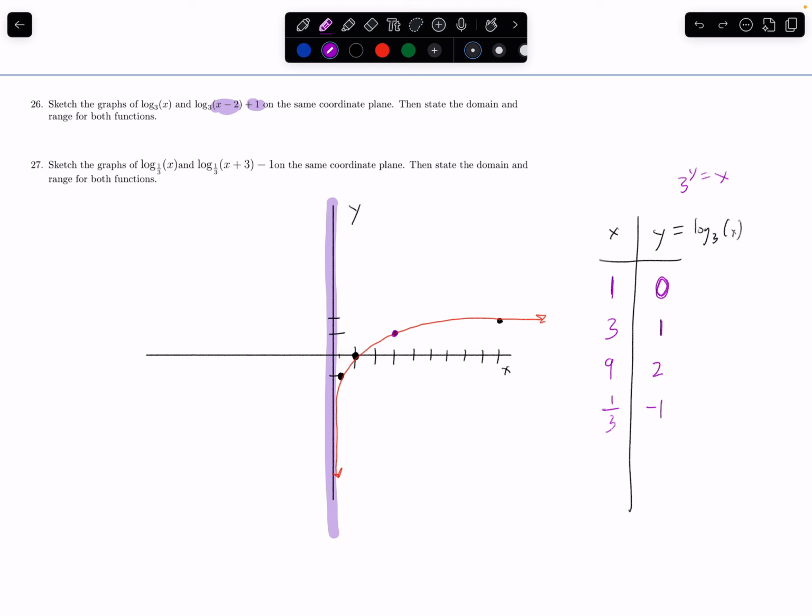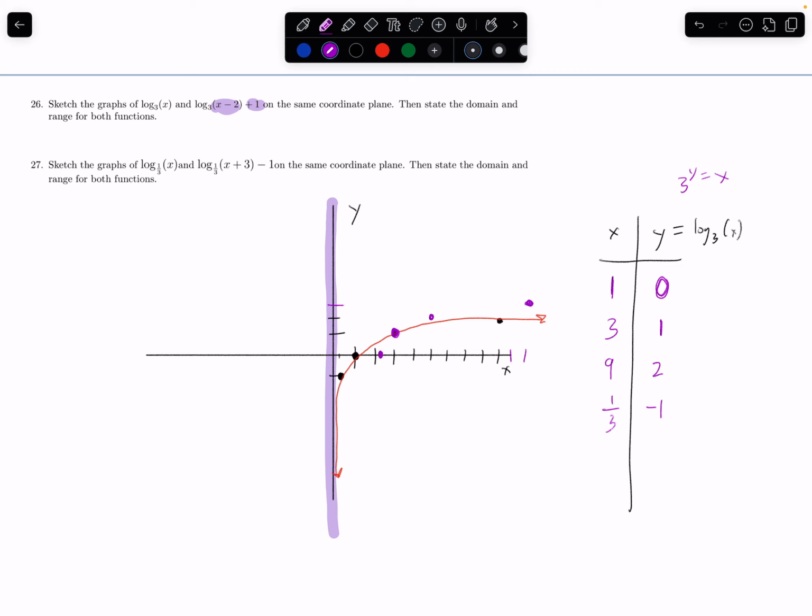That happens to land on this guy. Just so happens to land on that guy. This guy where it was, right 2, up 1, puts it right here. This guy, right 2, up 1, puts it right here. This guy right here, right 2, up 1, puts it right here.